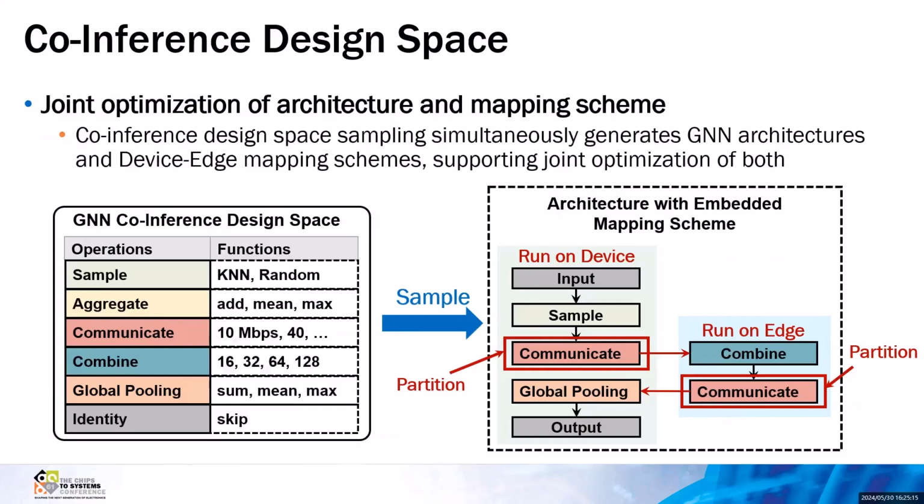So, the GNN architectures assembled within this co-inference design space inherently include their operation mapping schemes, as shown in the figure. Each communication operation in the architecture represents a partition point. In this way, GCoDE can find the optimal architecture with its corresponding mapping scheme in a single search process.